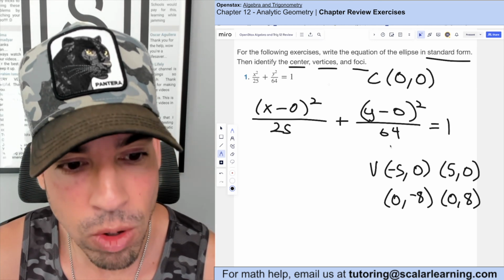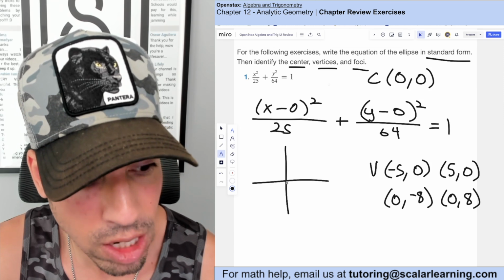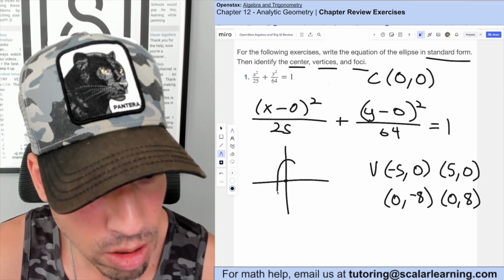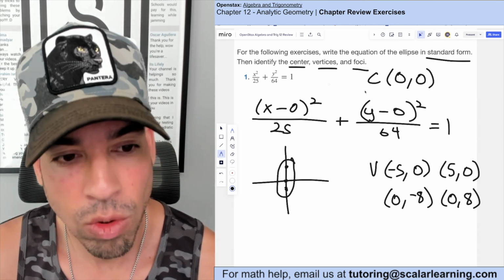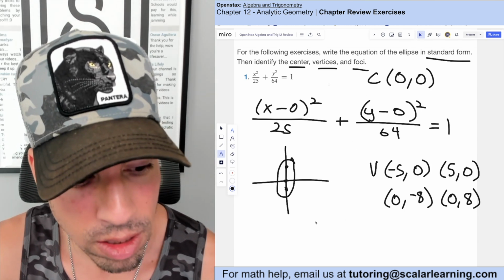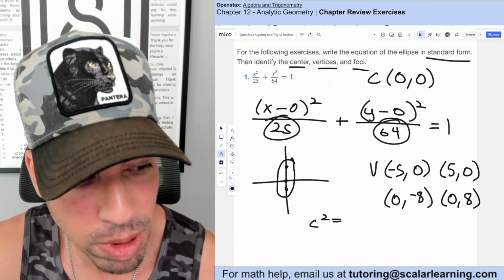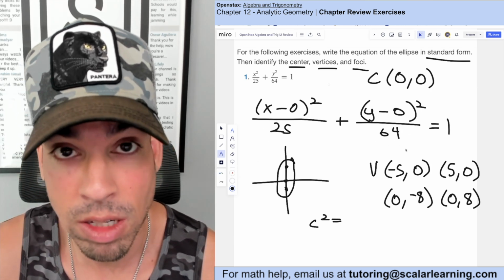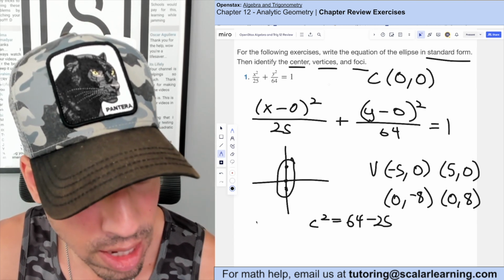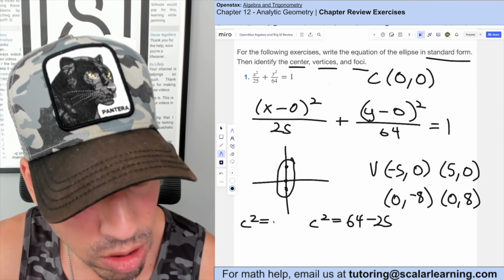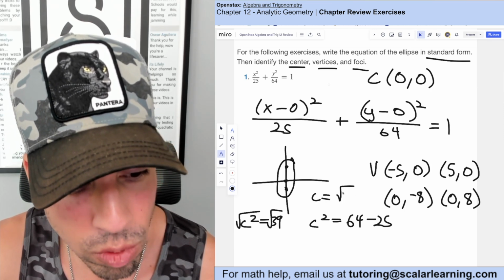Last but not least, we need the foci, and the foci are going to be along the major axis. So once again, if we have a rough sketch with 0, 0, the foci are going to be here and here along that major axis. The way we figure that out is with our formula c squared equals a squared minus b squared. The bigger one is going to be a squared. So it's 64 minus 25, and that is going to be 39. So c squared equals 39, and c equals the square root of 39.